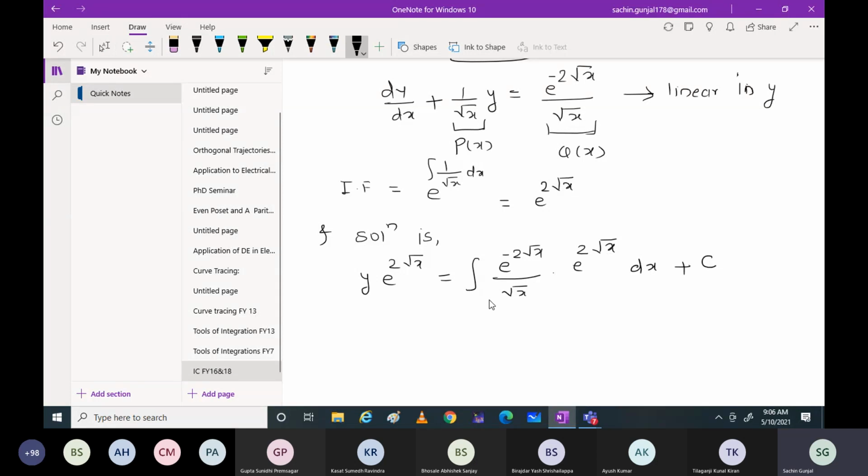Your job is easy, because this is e raised to 0, so you can write as 1 upon root x. Integration of that is 2 root x plus c.